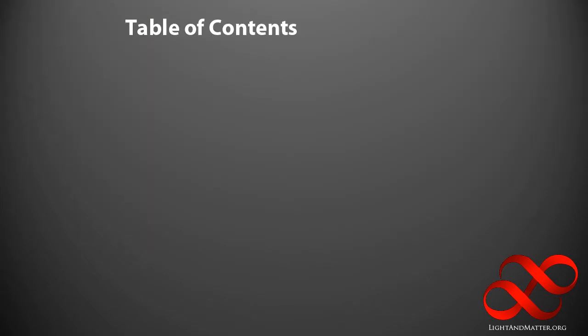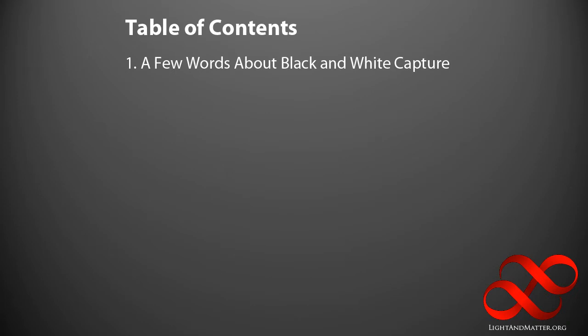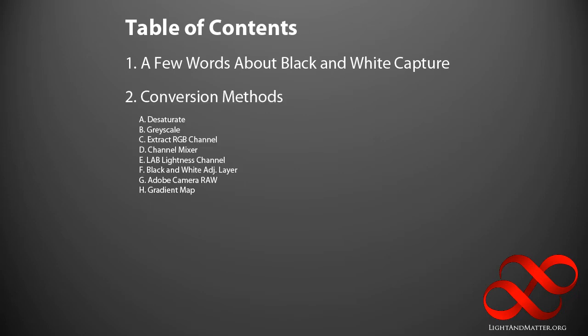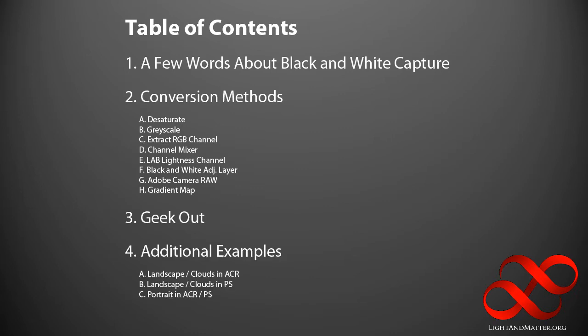If you've made it this far into the video, it's probably fair to let you know what you're in for. So here is a little table of contents for what you can expect from the rest of the video. I'm going to begin by saying a few words about black and white capture. It's not a whole lot of information, but it is important, so I thought it was worth mentioning. Then I'm going to go over this variety of black and white conversion methods, and some of them will take a long time, some of them I'll just pass over really quickly, and then I will geek out for a little bit. I'm not going to try to explain that here, you'll see when we get there. And then I'm going to go over a couple of additional examples using these conversion methods that I outlined up here. A couple of them in Camera Raw, a couple of them in Photoshop, and then that'll be it. Then I will hold off on everything else for the next video.